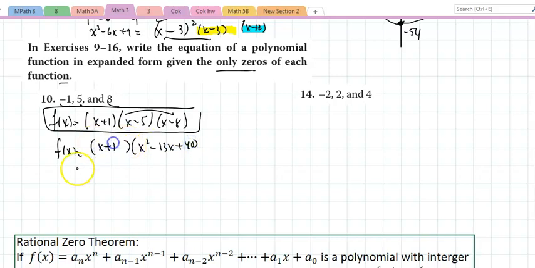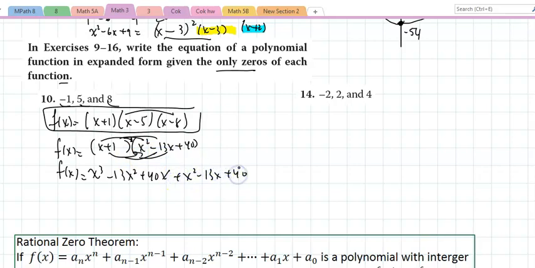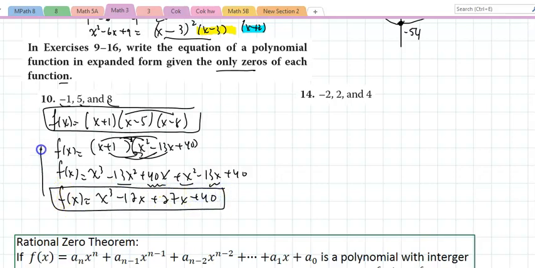And here I'm going to distribute the x times all of those, that will be x cubed minus 13x squared plus 40x, and the 1 times all of those will be plus x squared minus 13x plus 40. If I combine like terms, what is that? 27x plus 40. And of course, the hard part is going backwards. The easy part is the multiplying, even though it's kind of tedious, but it's easier.